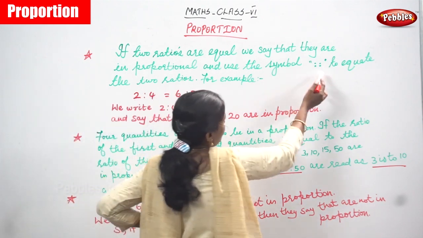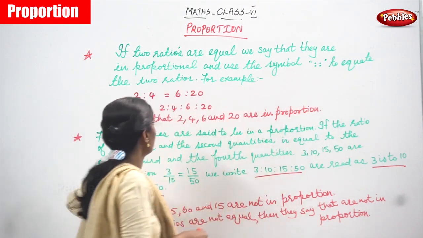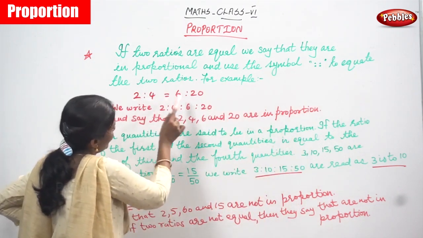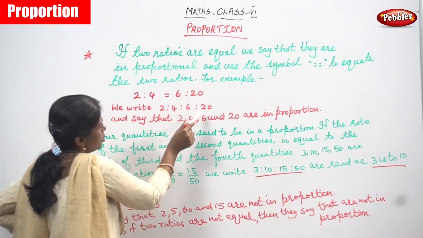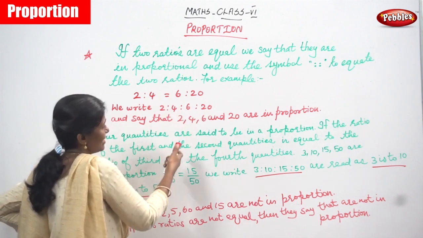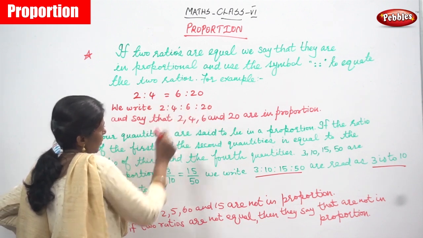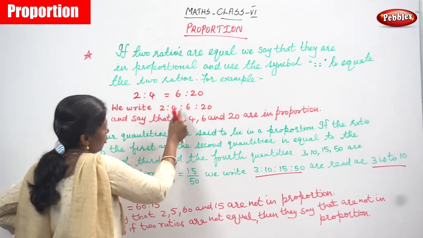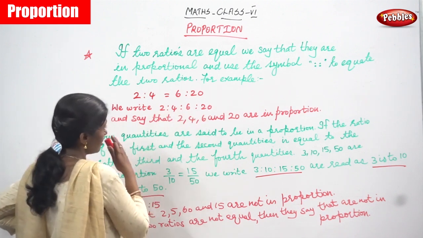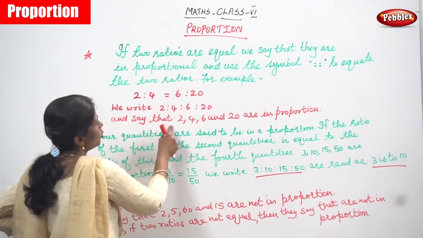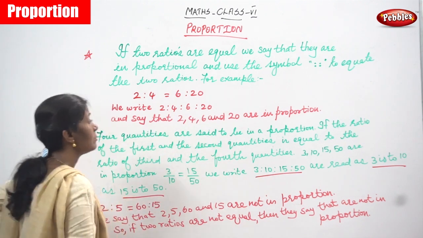There are two ratio symbols given to equate the two ratios. For example, 2:4 is equal to 6:20. So we write 2:4 :: 6:20. That is the ratio symbol given. This is the exact reading method: 2:4 as 6:20. So we say that 2, 4, 6 and 20 are in proportion.